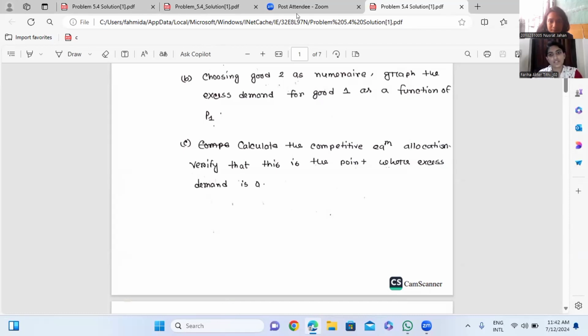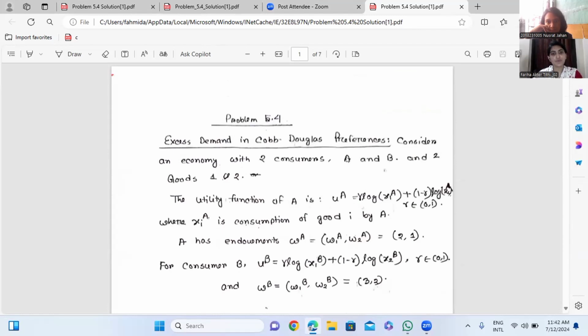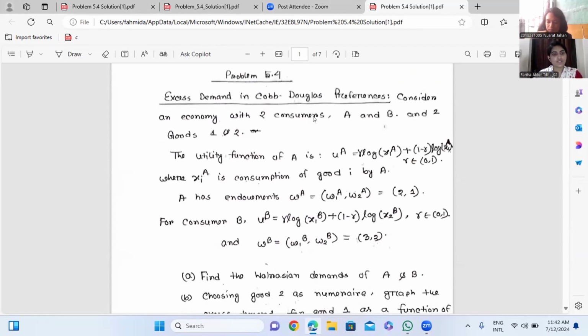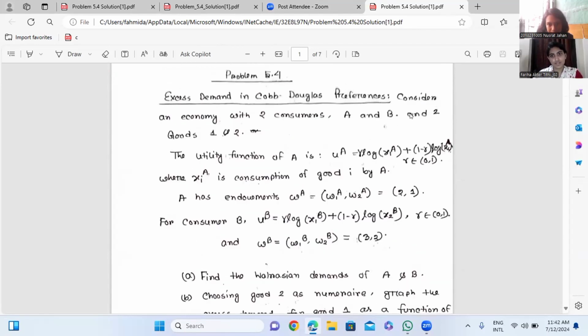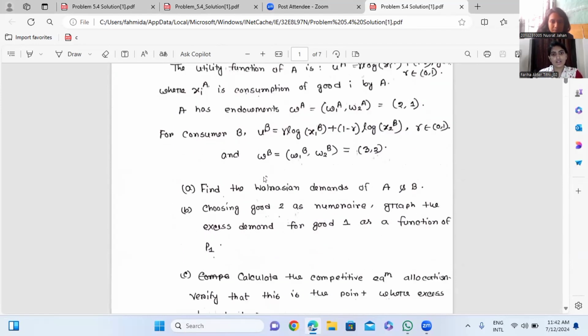Okay. So, I was assigned problem 5.4. It was on excess demand in Cobb-Douglas preference. So, can you see the question? Yeah, I can see. So in this question, we can see that there are two consumers, A and B, and two goods, and their respective utility function and endowments are given.